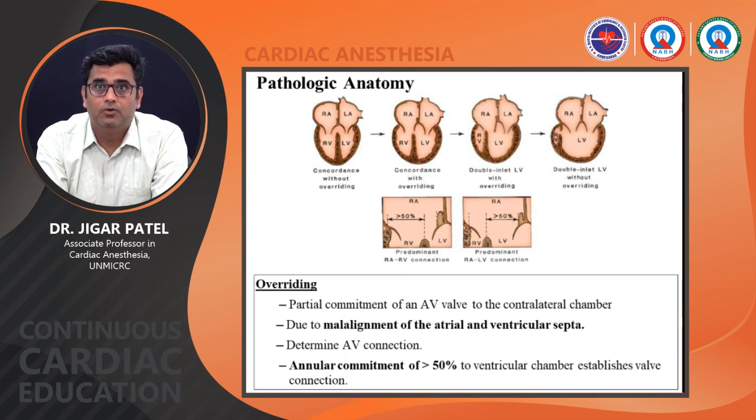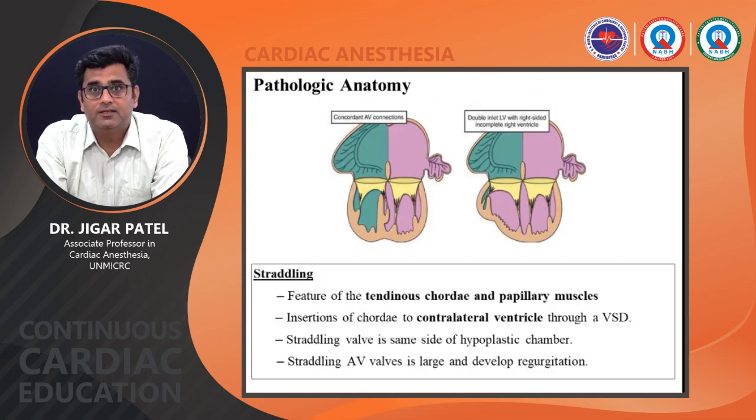So, it is the rule of 50 that overriding must be more than 50% for the commitment of a valve to a particular chamber. Next important thing is the straddling. While overriding is the feature of the valve, straddling is the feature of tendinous chordae and papillary muscles. Here, insertion of chordae to the contralateral ventricle through VSD occurs. So, as you see in the image, the tricuspid valve chordae is attached to the LV through VSD.